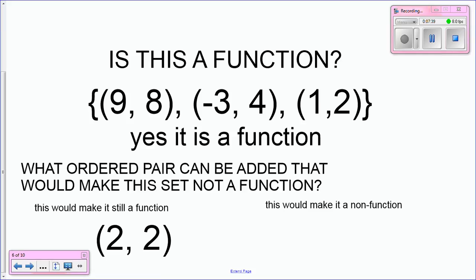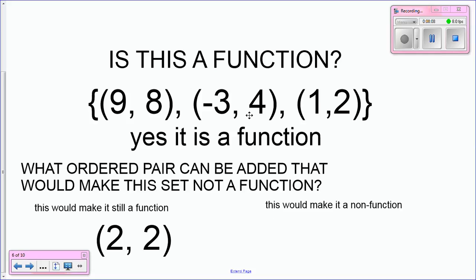Now, it's okay if the y's get matched twice. That's like 2 people can go to the same party, but one person can't go to 2 different parties at the same time. So if you think of it like the x is your person, and your y are your parties, an x can't go to 2 different y's, like a person can't go to 2 different parties. But 2 different x's can go to the same y, because 2 people can go to the same party. So that's why 2, 2 will work.